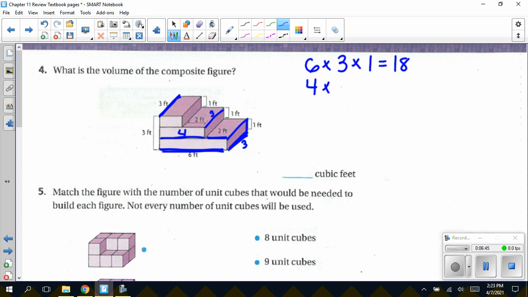If you recall, we said the width will be 3 for all of them. And then the height, again, they give me that information right there, and that is 1 foot. So I have 4 times 3 is 12, times 1 is 12.